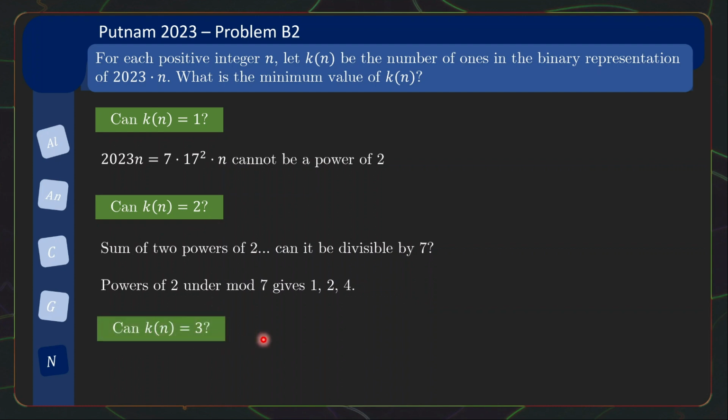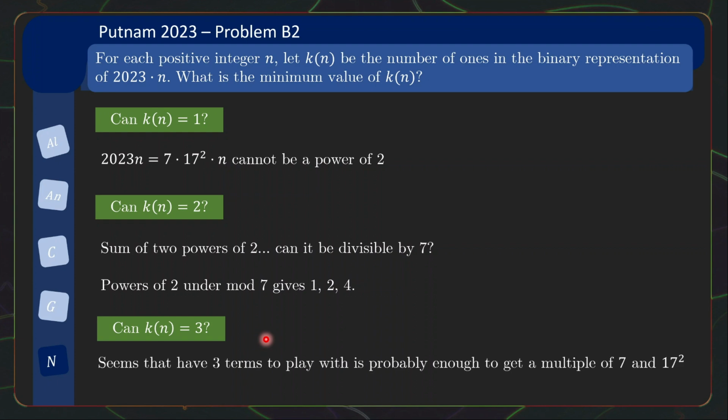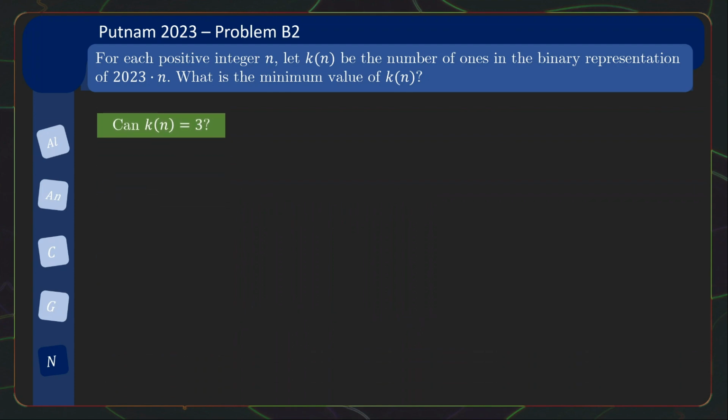Well, how about kn equals 3? This time, we have 3 powers of 2 to play with, and it seems now to be more plausible that we can pick our terms wisely so that we get a multiple of 7 as well as a multiple of 17 squared, which should then give us a multiple of 2023. So let's try and construct a solution where kn equals 3 and see if we reach a contradiction or we end up with a solution. So what we want here is 3 distinct powers of 2. They add up to a multiple of 2023.